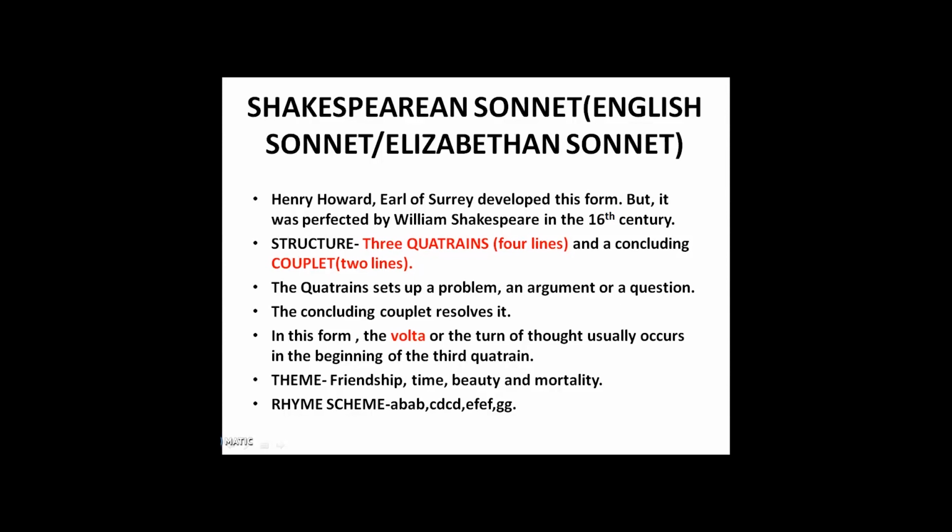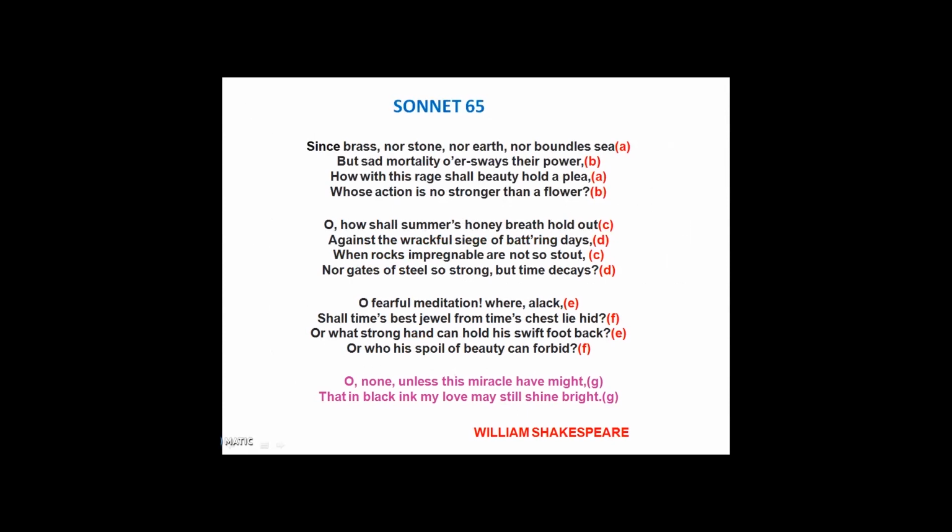A Shakespearean sonnet follows the ABAB, CDCD, EFEF, GG rhyme scheme. Here I have shown the example of Sonnet 65 of William Shakespeare, where the first 3 quatrains follow the ABAB, CDCD, EFEF rhyme scheme, while the concluding couplet follows the GG rhyme scheme.